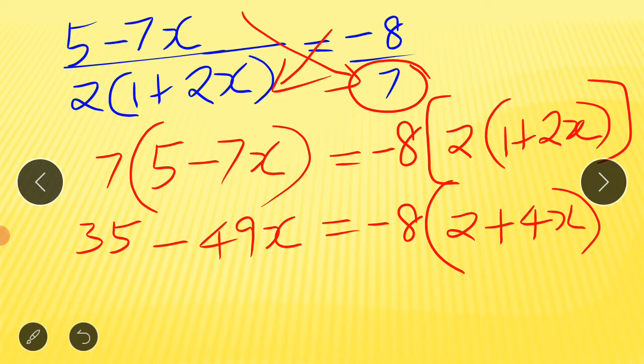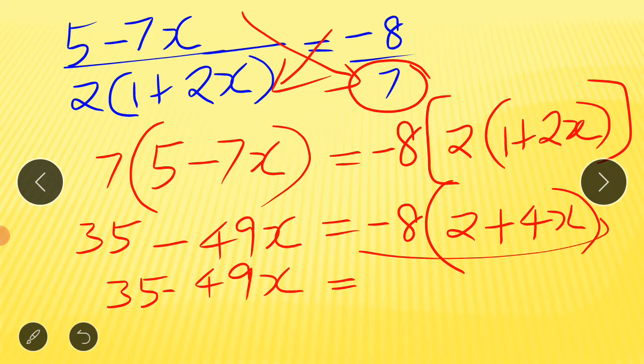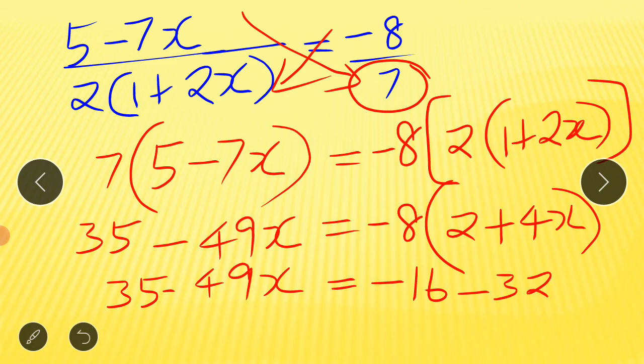Now we cannot change anything on the left hand side, copy as it is. Then now let's open this bracket. Plus into minus is minus, that is minus into plus is minus. 8 2s are 16, so minus 16, minus into plus is minus, 8 4s are 32x. So this sign is very important when we solve like this.